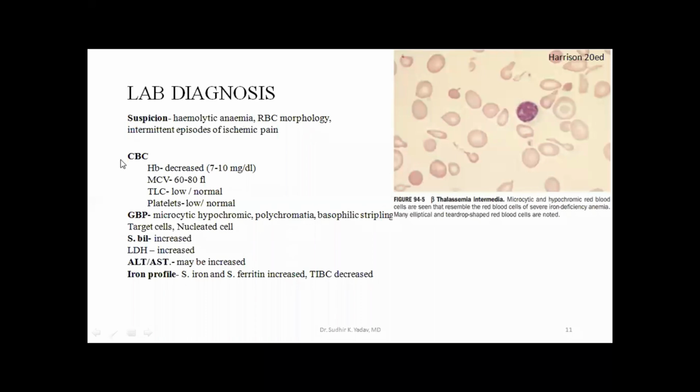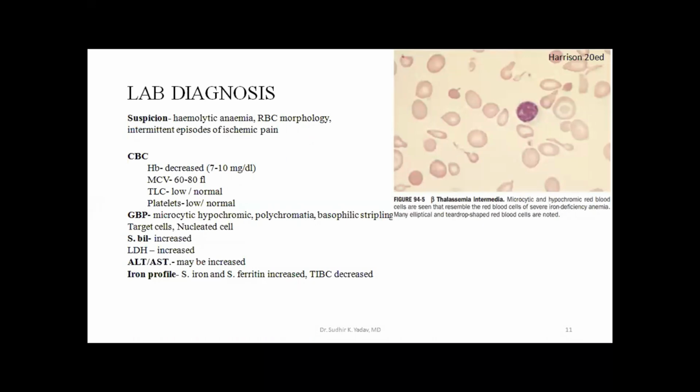This hemoglobin is going to be decreased. In the minor form, it will remain around 10, but in the severe, major form, it will be 7 to 10. MCV is going to be very low because it is a cause of microcytic hypochromic anemia, and the closest differential is iron deficiency anemia.